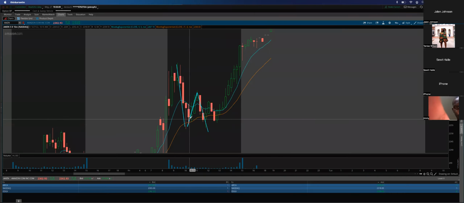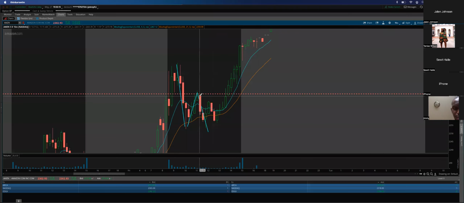Right. Exactly. That neckline, that 2275 area, right? Exactly, that would be this area right here. And that's exactly what my level was. If you go back to my charts that I posted, that's exactly what it was. What would be my next one?